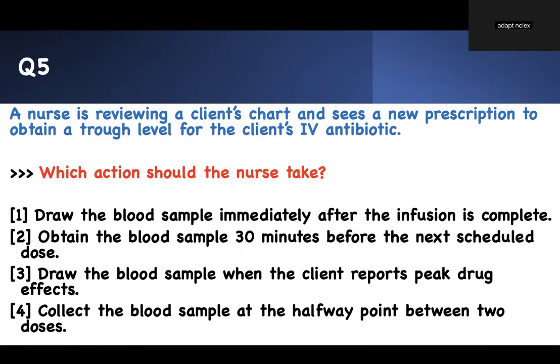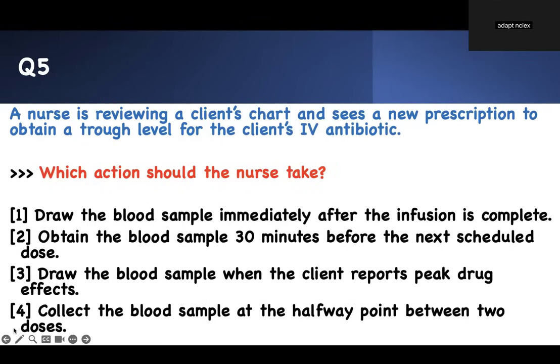And then she's reviewing a client chart and sees a prescription to obtain a trough. What is a trough? For the client IV antibiotic. You draw the blood sample immediately after the infusion is complete. Obtain the blood sample 30 minutes before the next scheduled dose. Draw the blood sample when the client reports peak drug effect. Collect the blood sample at halfway point between the two doses. The trough is the what? The lowest dose of that medication, and the peak is the highest dose.